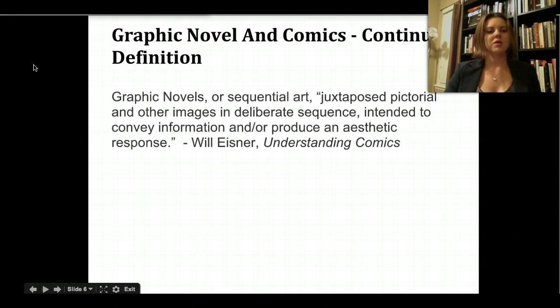All right. So graphic novels, or sequential art, as Will Eisner termed that word, and we'll talk about sequential art in a minute, are juxtaposed pictorial and other images in a deliberate sequence intended to convey information and/or produce an aesthetic response. So in addition to having a written narrative, the graphic novel then has that deliberate sequence, and what that sequence means makes a difference in how we interpret the text.